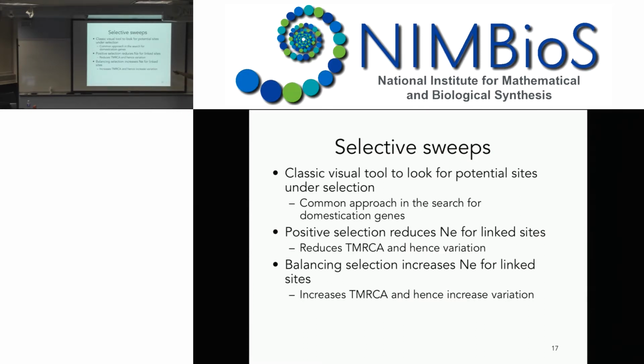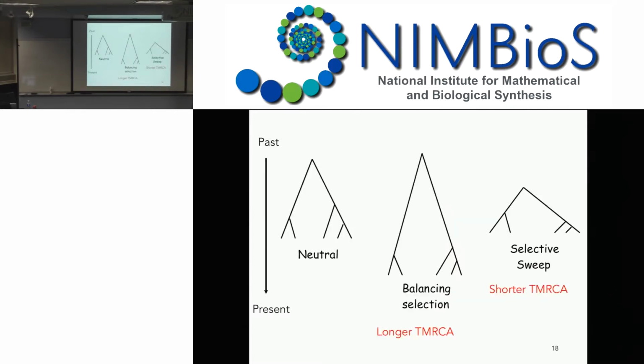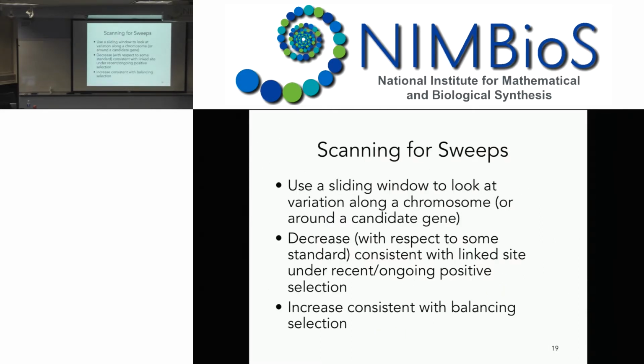Positive selection tends to reduce NE, reduces time to the most recent common ancestor, and reduces variation. Balancing selection increases effective population size and therefore increases variation. So I give you examples here again. With balancing selection, I get a longer time to common ancestry, a chance for more mutations. With selective sweeps, I get a shorter time to common ancestry, time for fewer mutations.